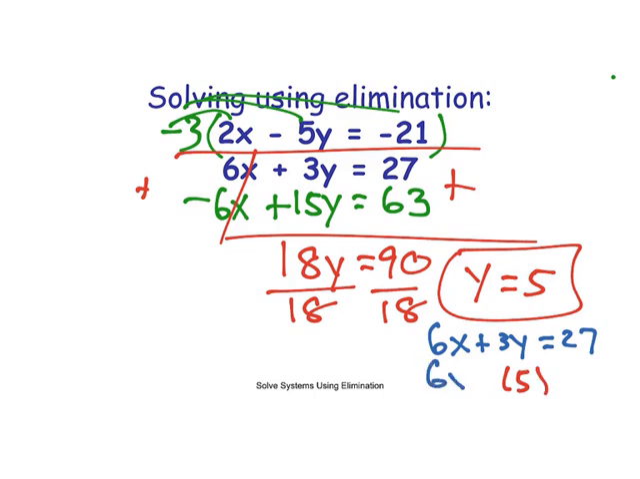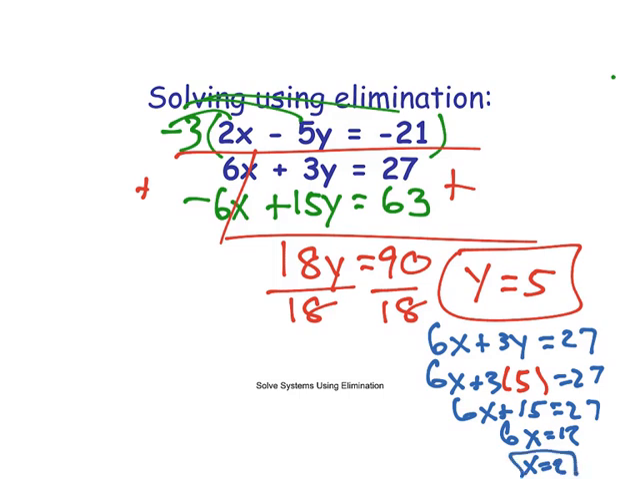Again, this is going to be a little bit more time consuming than with the substitution because we actually do need to solve the two-step equation, right? So I'm going to move the 15 and get 6x is 12 and x is 2, save myself some time here. So we should get 2 comma 5. Right, checking the first one, I get 4 minus 25 is negative 21. Checking the second one, I get 12 plus 15 is 27.